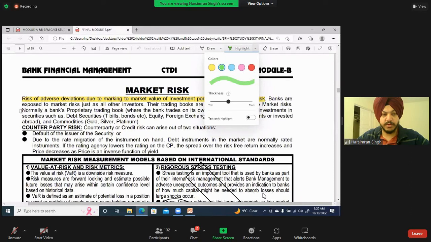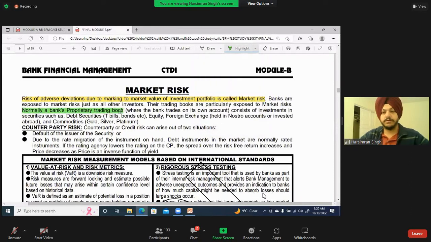Bank's proprietary book, trading book. If you remember the first day class, there were 3 books. One was a banking book, one was trading book, one was off-balance sheet items. Bank's trading book is exposed to market risk, where the bank trades on its own account. This question came. It consists of investments in securities such as debt, treasury bills, bonds, etc., equity, foreign exchange held in nostro accounts, commodities, gold, silver, platinum, etc. This question came.